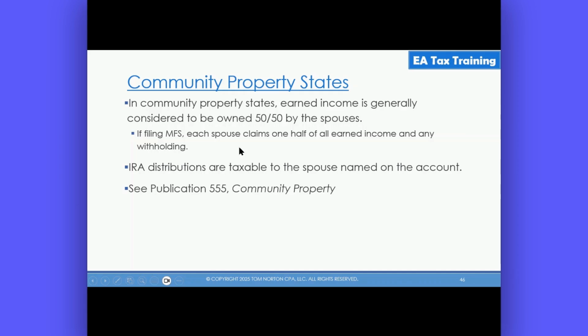It doesn't matter if they both work or just one works. It doesn't matter. You add the total amount of earned income, the total amount of withholding, and each spouse gets half of that if they are married filing separately. However, IRA distributions are going to be taxable only to the spouse that is named on the account. For more information, you can see publication 555.